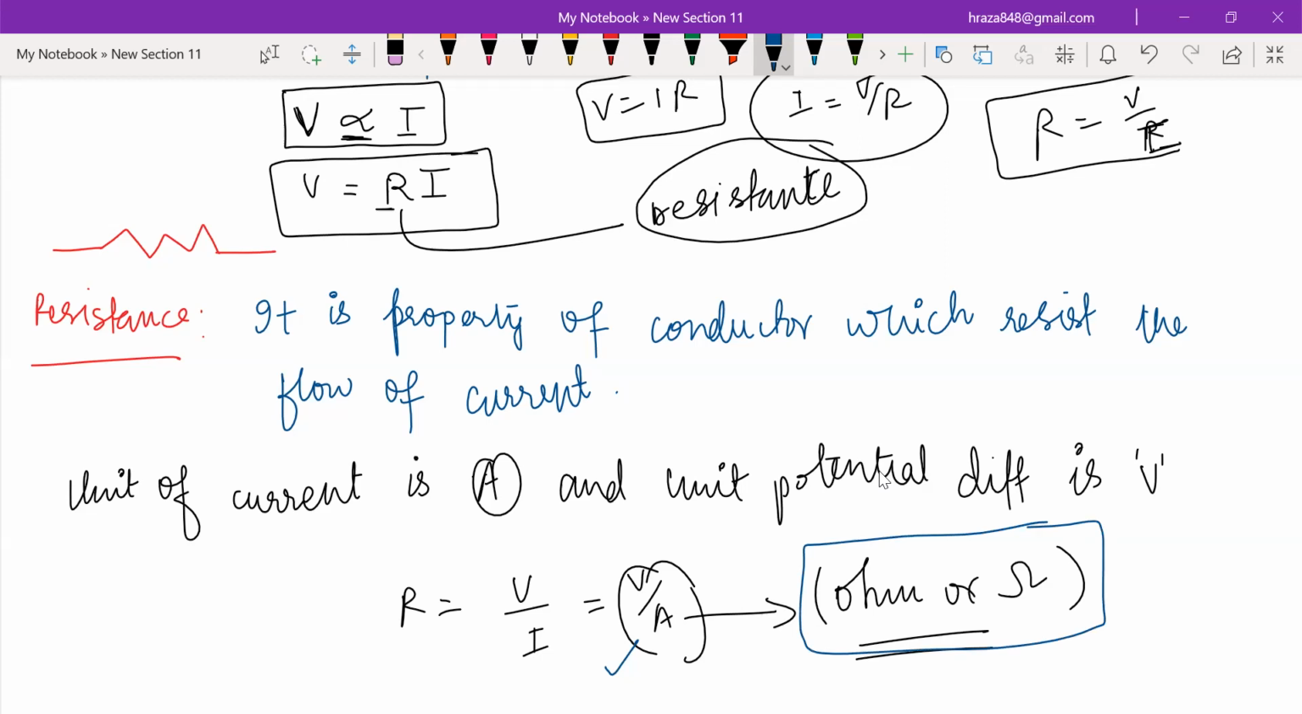Okay, sir. R is equal to V upon I. Here V is potential difference, and volt is also denoted by V. Okay, that's volt. Yeah, V here is for volt, and here it is for PD, that means potential difference. Don't be confused about this.